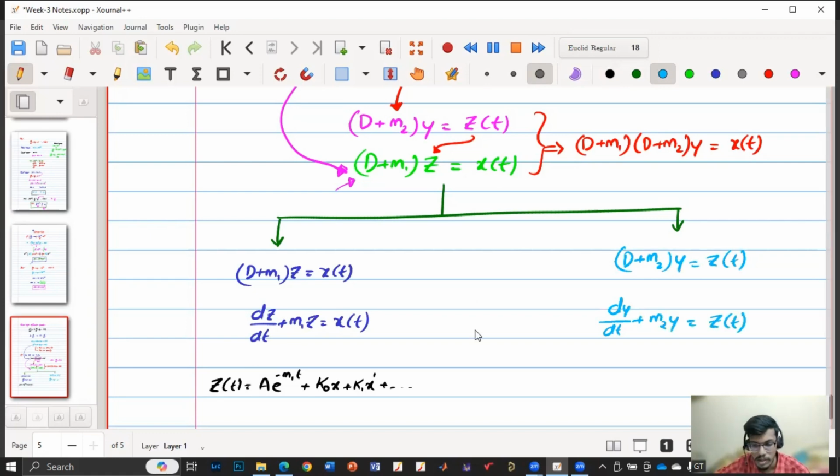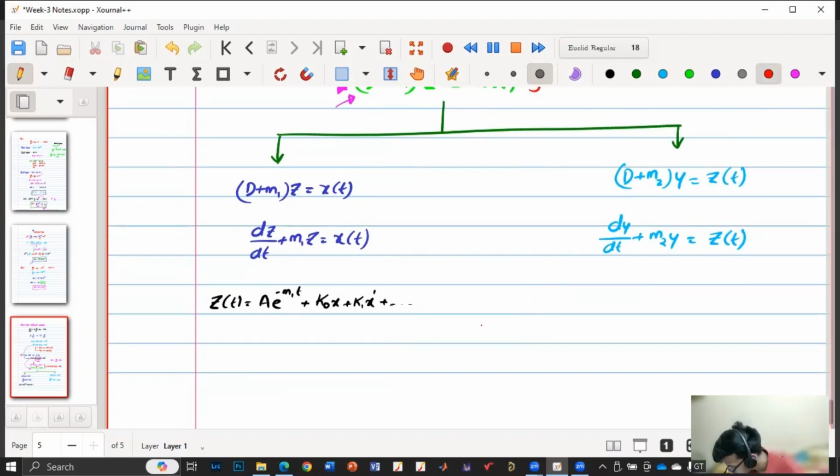Now can you tell me what will be the generalized expression? Say I'm considering y of t equal to a1... Because here it is a1, I am considering a2 because they need not be the same, so I'm considering a different value: a2 into e to the power minus m2t plus k0 into z plus k1 into z dash. Again it need not be the same variable, so I'll consider some different variable: k0 dash into z plus k1 dash into z dash plus, and so on, right? Do you agree with this?